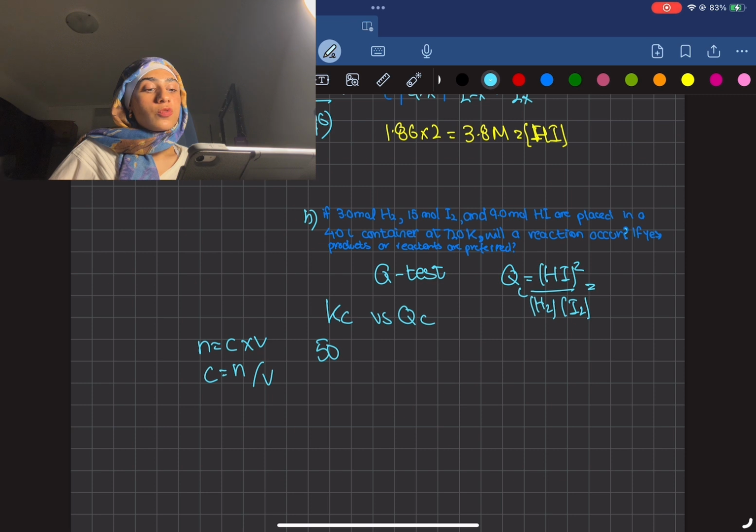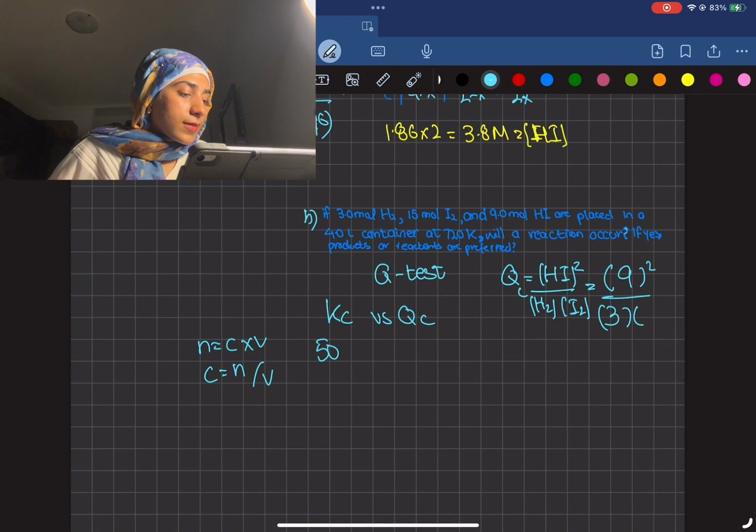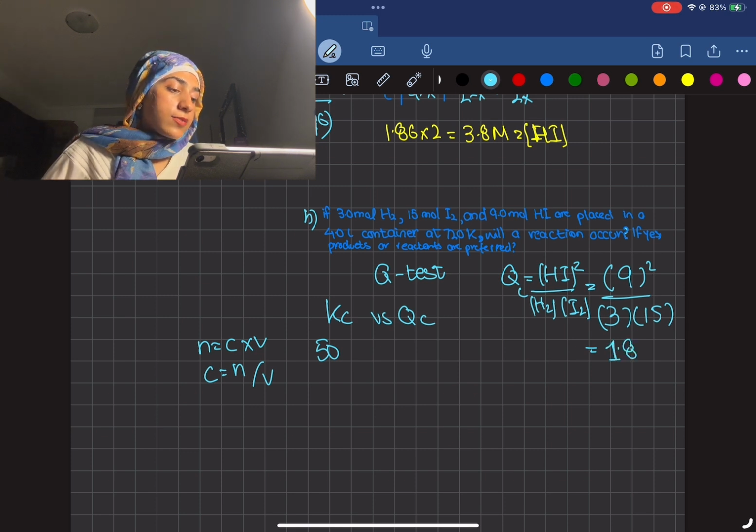But I don't really need to use it because my volume is the same for all three reagents, so it is the common denominator. If you want to, you can still find concentration, but because volume is the same, you can just use the mole values you have, and it's still going to give you the same answer. So HI cubed divided by H2 which is 3, and I2 which is 9 squared... This would give me a value of 1.8.